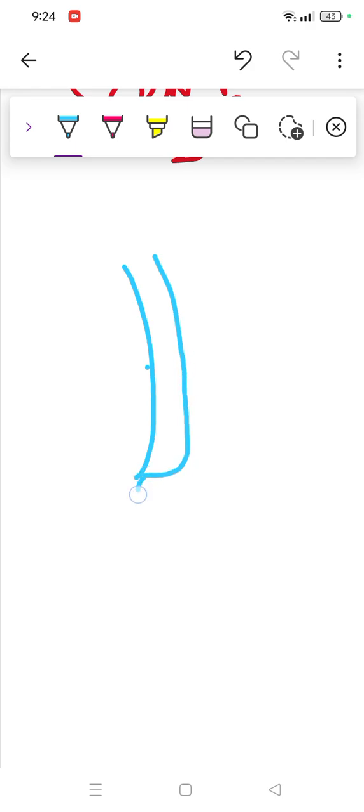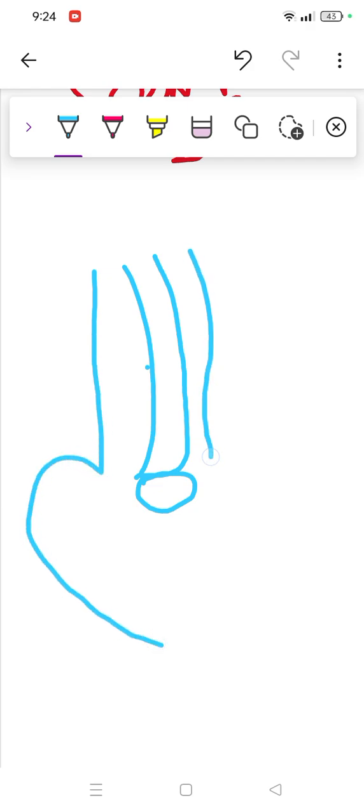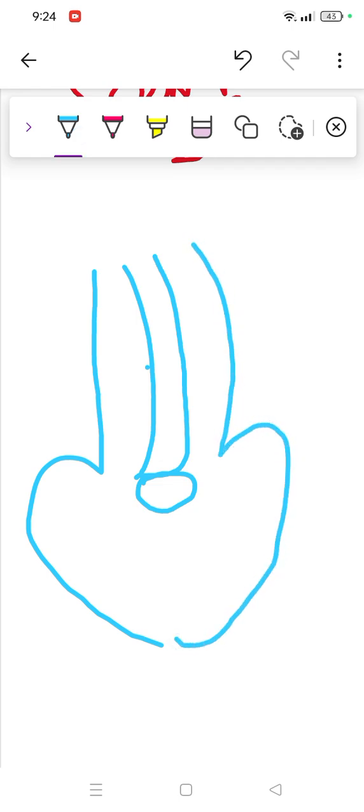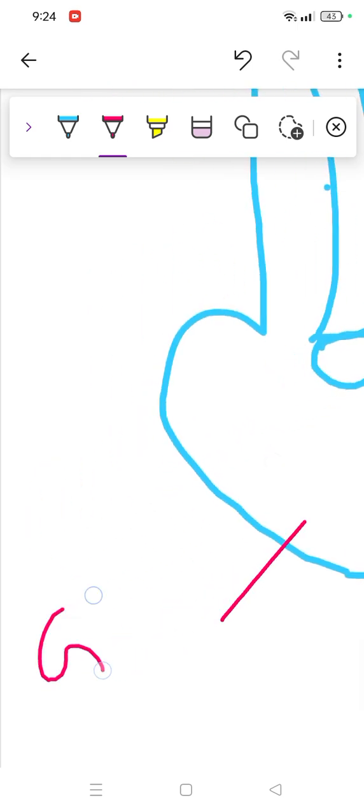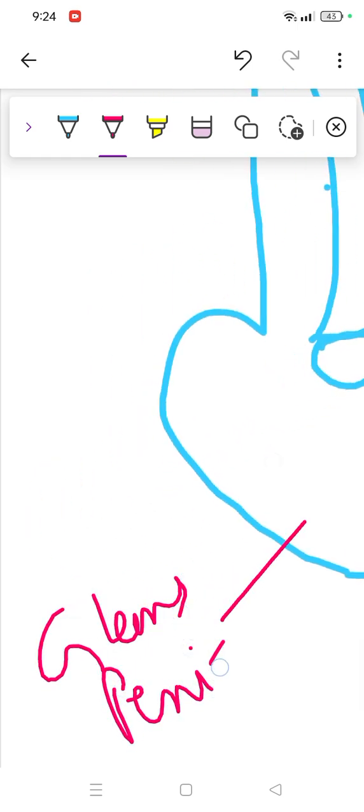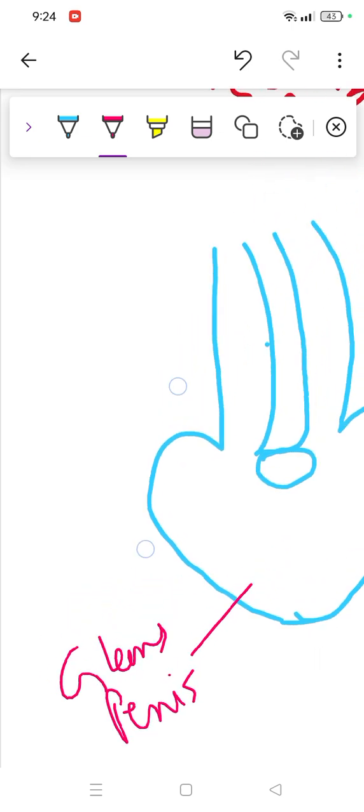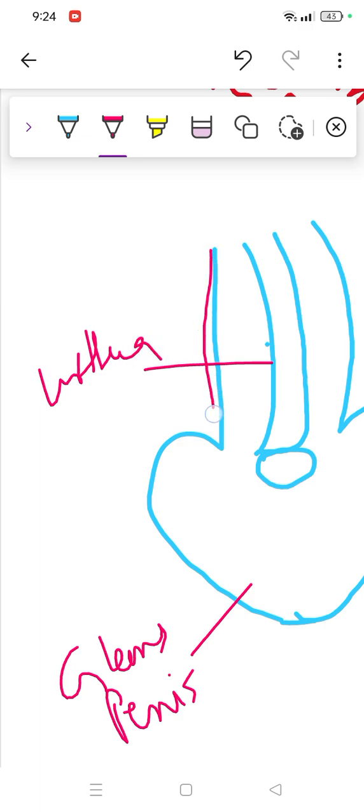Then comes another part. Here comes the opening. So what you'll see is this kind of structure. First thing, as I mentioned, this would be called the glans penis, and here the middle part is called the urethra, and here you will see skin attached to this.